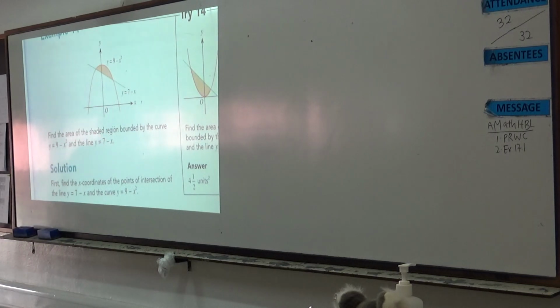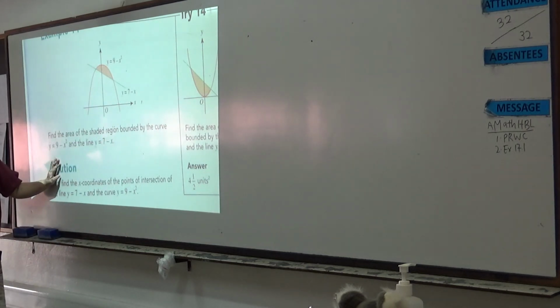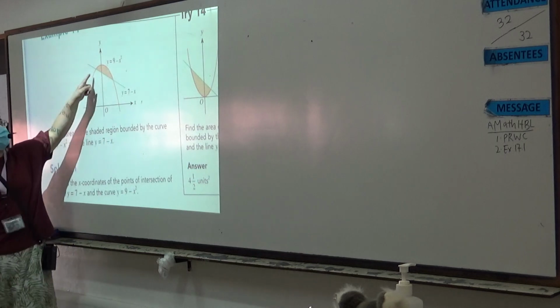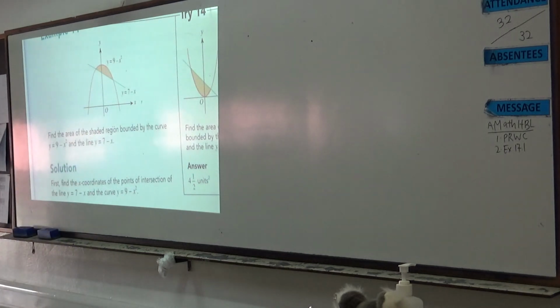The area of the shaded region bounded by the curve y equals 9 minus x squared and the line y equals 7 minus x. That means they want this region. Before I can do anything, can you see I must find these two coordinates first? If not, you cannot integrate. Do you get what I'm talking about here?